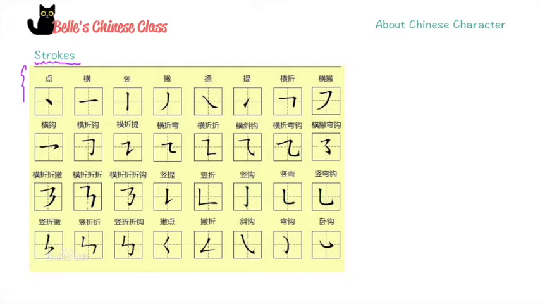Let's look at the characters we introduced just now. The character 木 is composed of these 4 strokes. The character 禾 is based on the character 木 with 1 more stroke added.